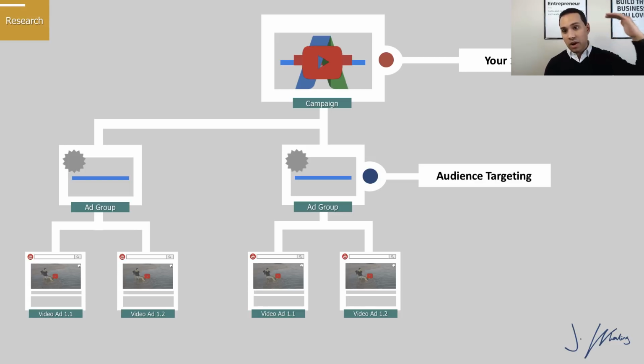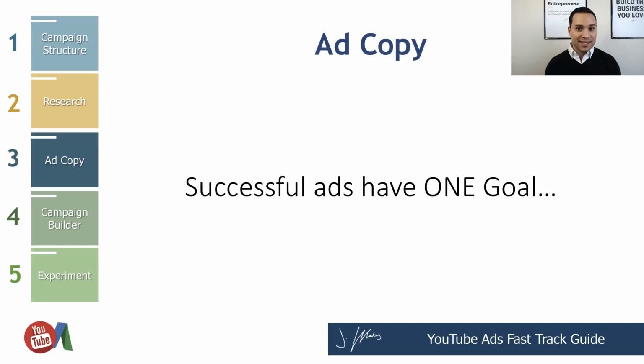So at this point, we know what type of video you're going to make. We know the audience you want to target, and now it is time for the actual video ad itself. And we're going to go through the video ad copy formula. And following our keep it simple trend and just one of everything, successful ads have one goal. So I hope you're noticing a trend here where we're just doing a lot of one and not trying to do multiple things at once.